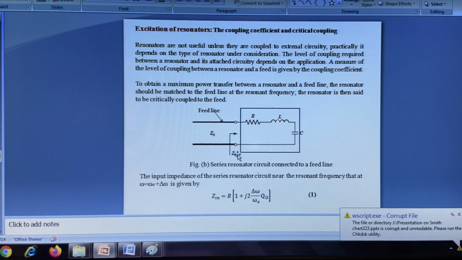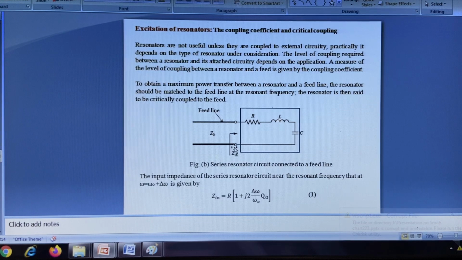So now we have to find the input impedance of the resonator circuit. That must be equal to the characteristic impedance of this line. Then the maximum power will be delivered to this. So Zin of this resonator circuit we studied in the earlier topic, the input impedance of the resonator circuit. Actually, maximum power will be delivered to this resonator circuit at the resonant frequency.